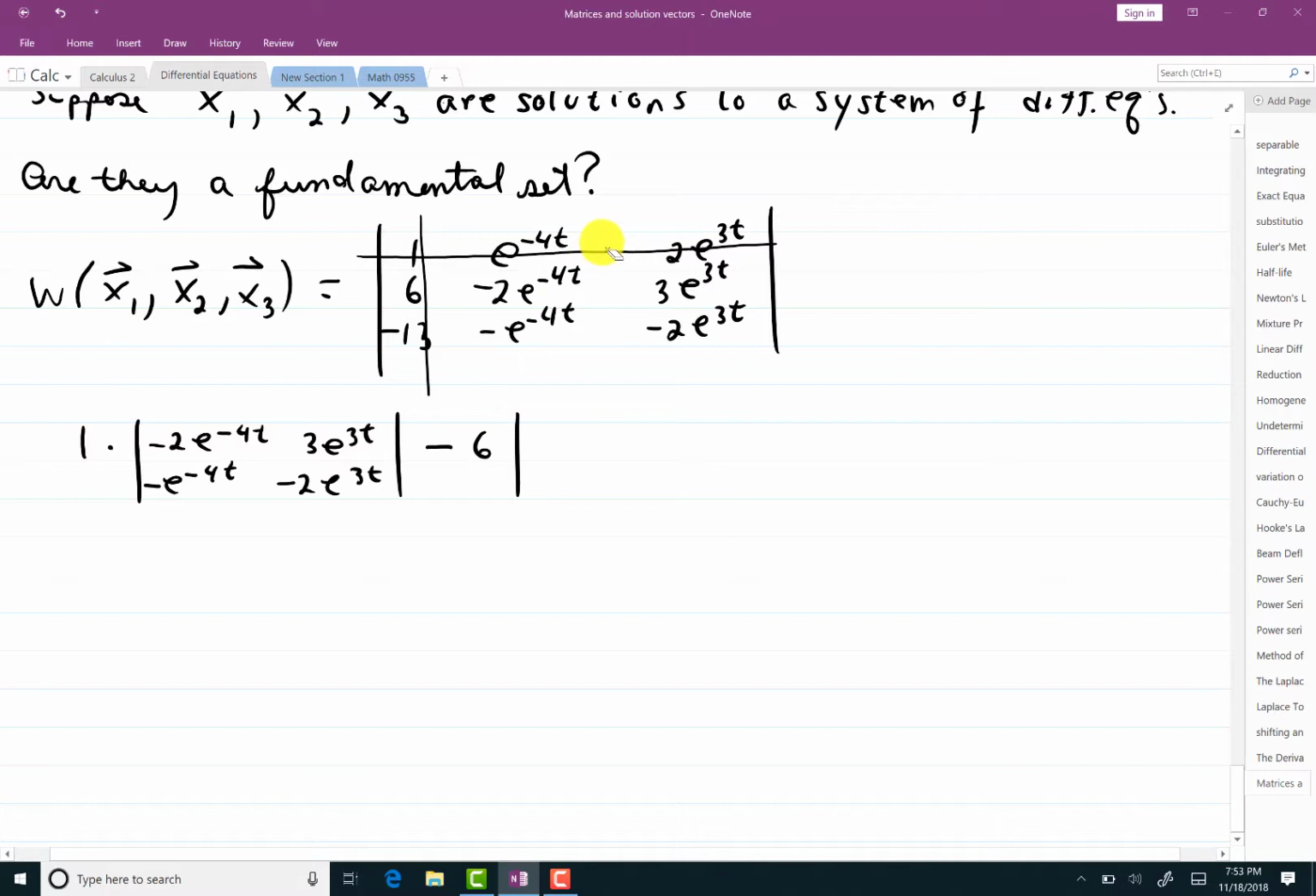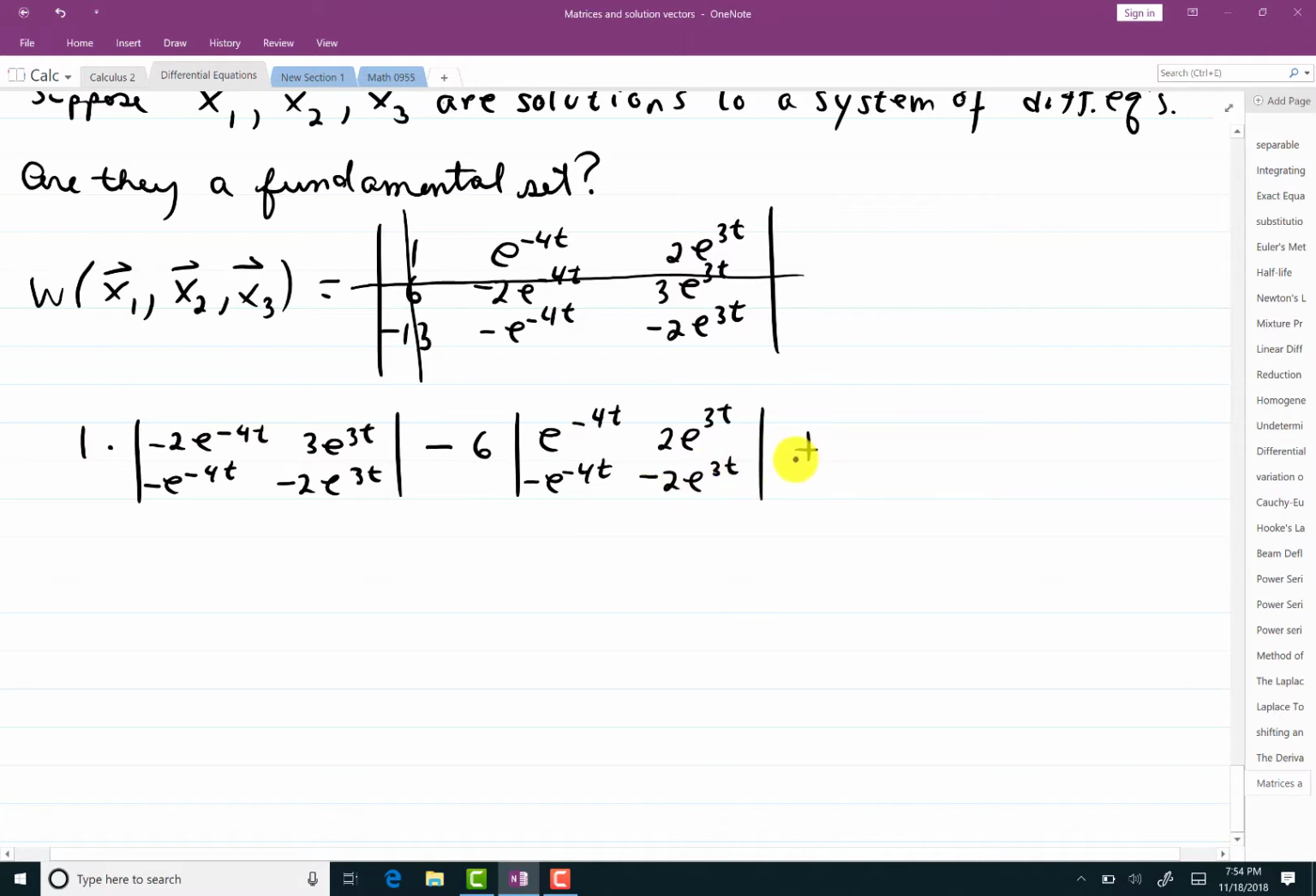But now what I'm going to do, let me see if I can get these lines to disappear, which I did. Now I'm going to cross out the row that 6 is in and the column that it's in, and the stuff that's left over will form a 2 by 2 matrix. So I have e to the negative 4t, 2e to the 3t, and then negative e to the negative 4t, and negative 2e to the 3t, and then finally I'm plus again, so negative 13 makes it a minus.